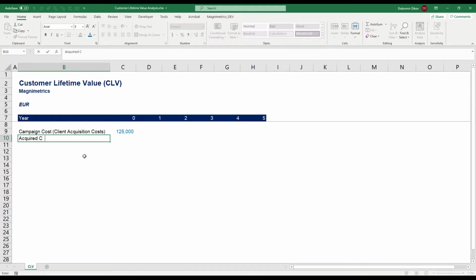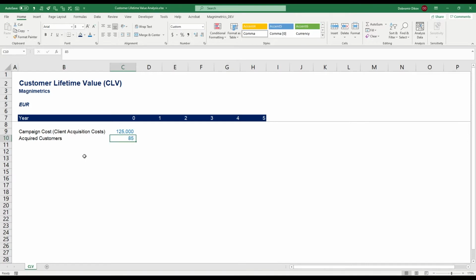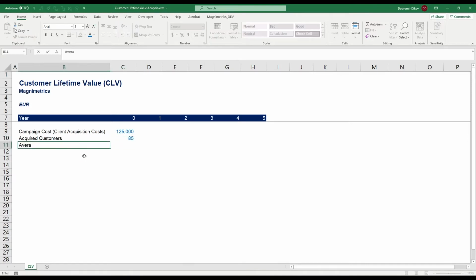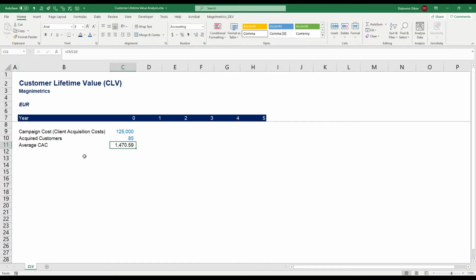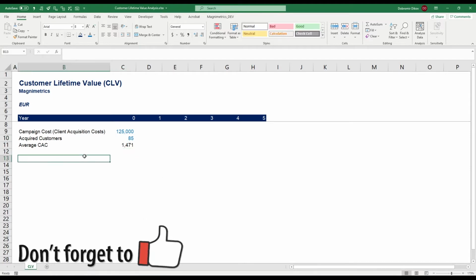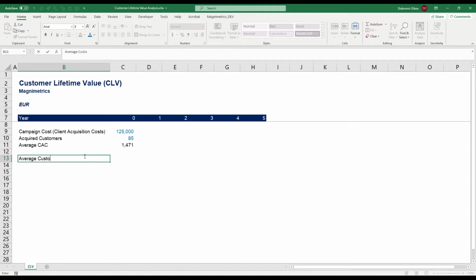Then we have the acquired customers, and those were 85 customers. Copy the formatting from here, and we can calculate our average customer acquisition cost, which will be the 125K over the 85 customers. So we have around 1,471 euro to acquire a single customer out of this cohort of 85 customers. What we need now is the average customer revenue per year.